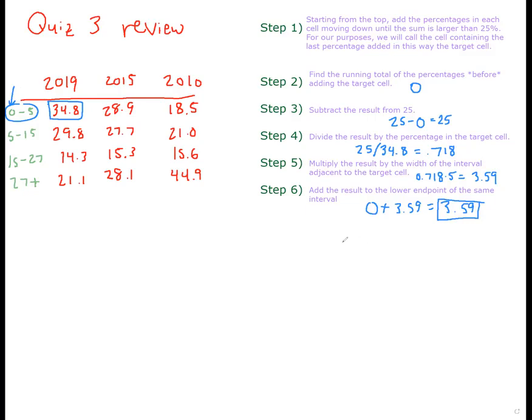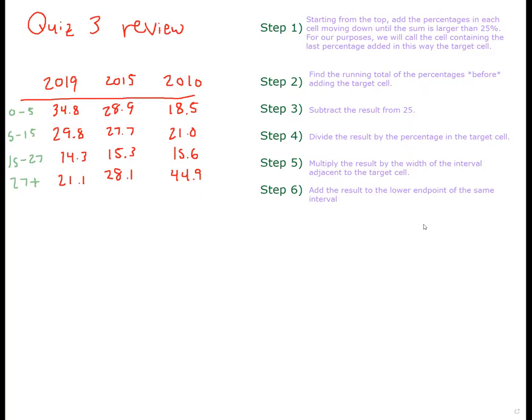Number 7, also not that bad. Pretty quick and easy, because they want you to do the third quartile. Well, guess what? If the first quartile was 25%, the third quartile is 75%. Calculate the third quartile in 2019. We are going to add these percentages until such a time as we're bigger than 75%. So this plus this is not yet 75%.